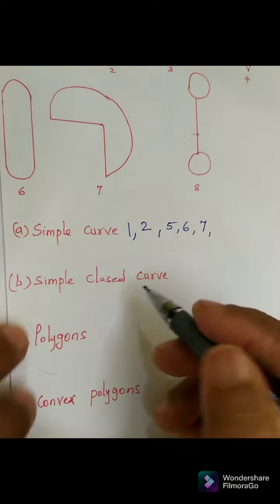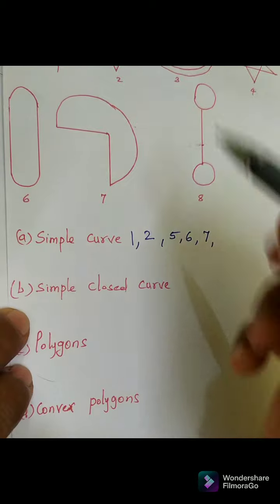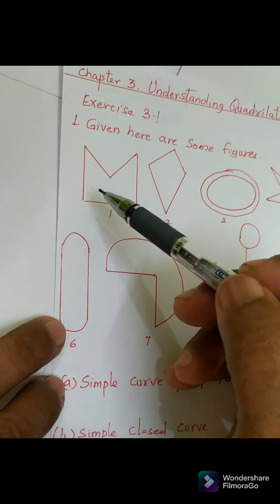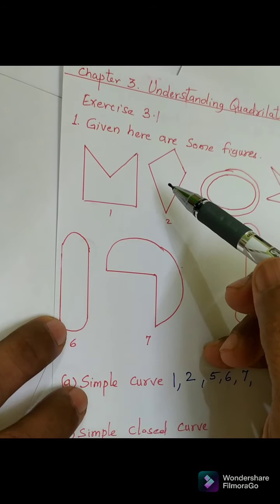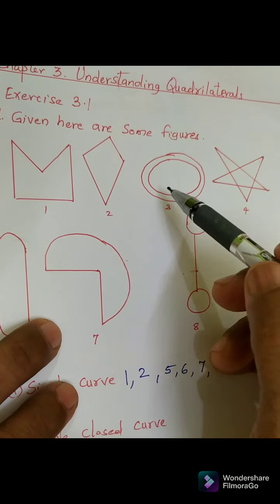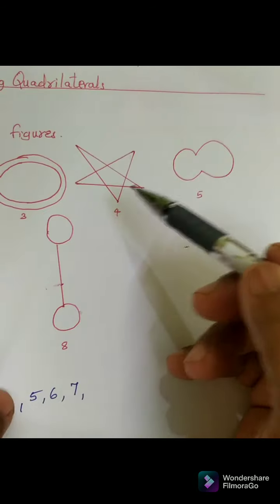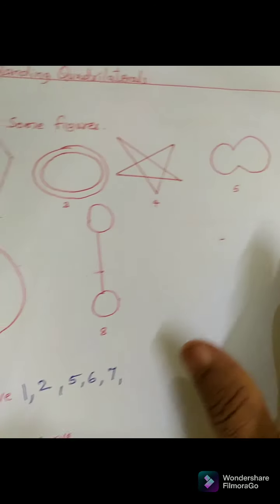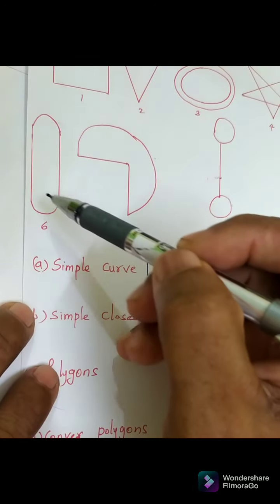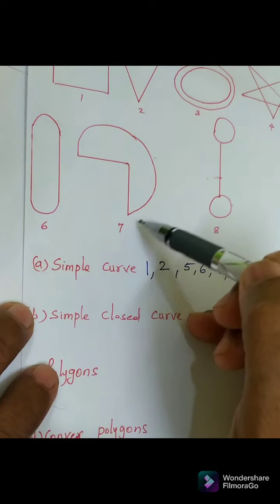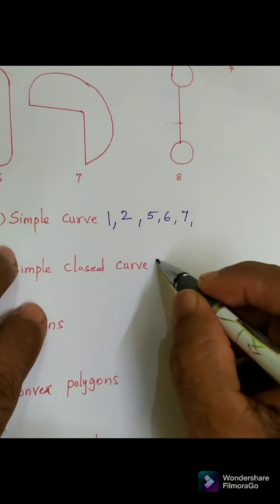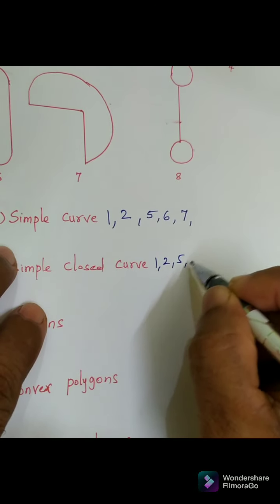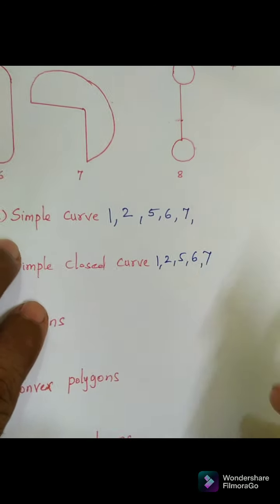So we'll go on to the simple closed curve. First one you can see this is a simple but closed curve, first one, then again second one, then again this third one is not possible, fourth one is not possible, fifth one is a simple closed curve, again this is a simple but closed, but this is a simple and closed, but this is not a simple closed curve. So same things 1, 2, 5, 6 and 7, these are the figures.